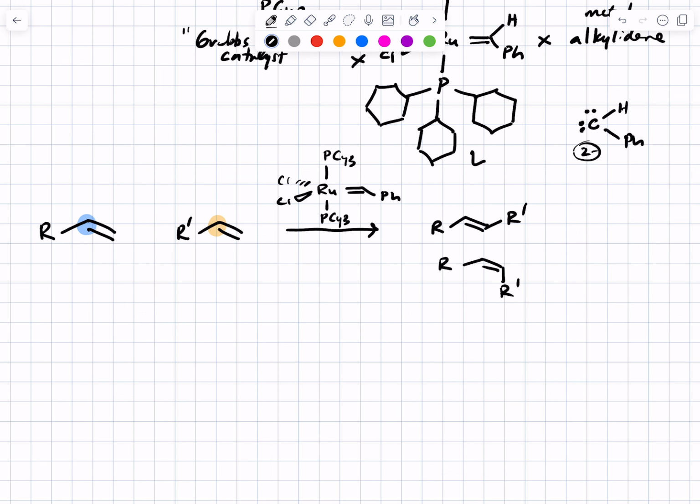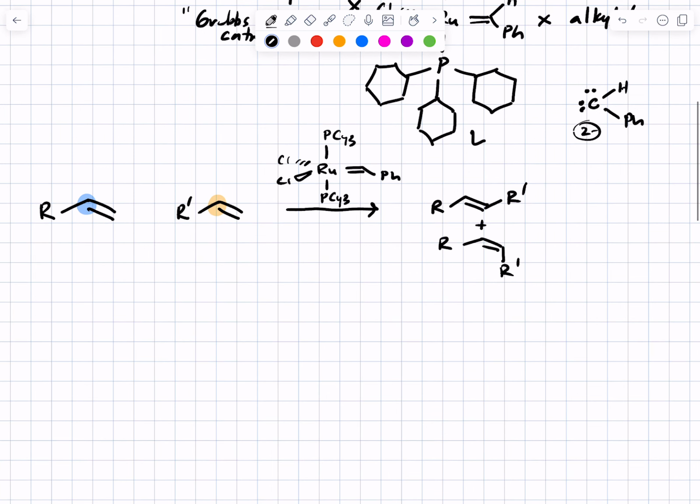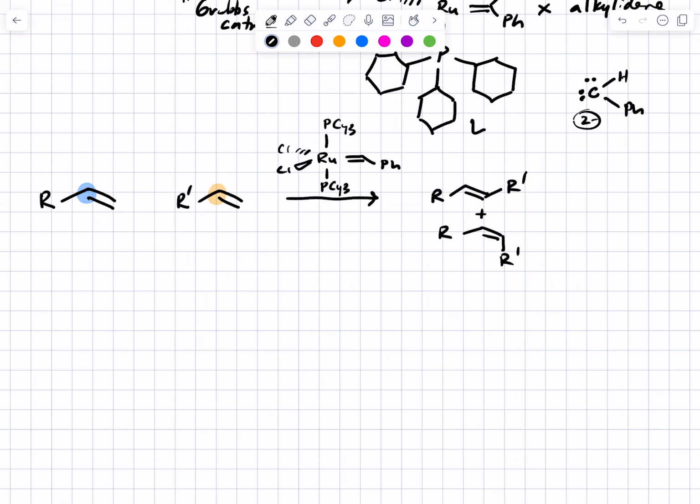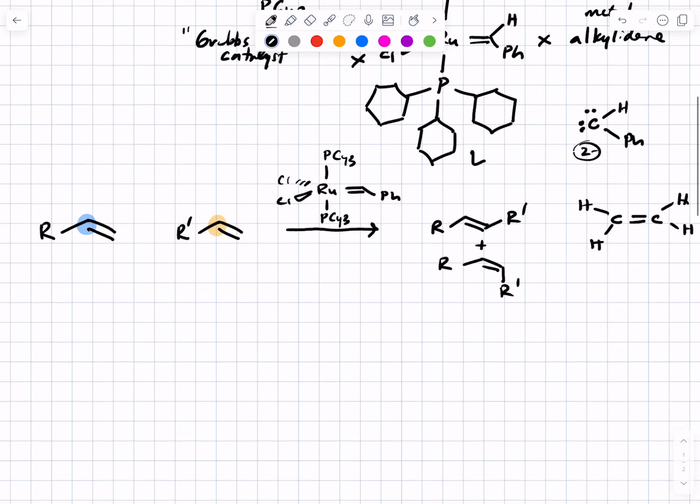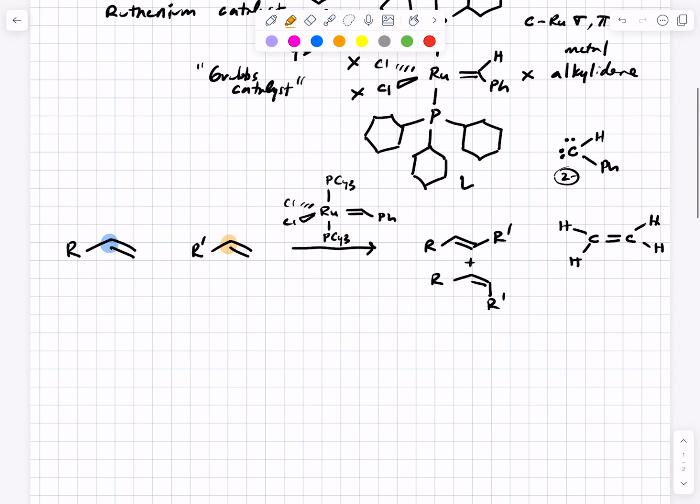And you would get both cis and trans isomers, and the ratio of the two of them should be basically weighted according to their different stabilities. And then the other thing you get is the two terminal carbons from your olefins now bonded together. So the two pink carbons get bonded together, and then the blue and the orange carbons get bonded together.